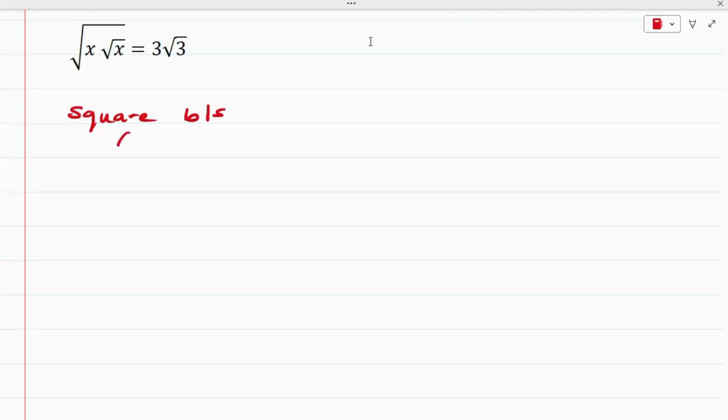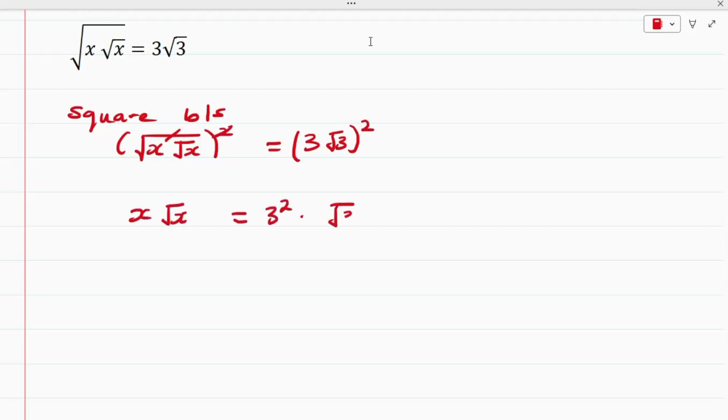So squaring both sides, we have the root of x all into the root of x, all squared, is equal to 3 the root of 3, all squared. So this is going to cancel out this, and we have x the square root of x is equal to 3 squared multiplied by the root of 3 all squared. So this is going to give us x the square root of x is equal to 3 squared is 9, multiply this, cancel out this, we have this to be 3. So from here we have that x into the square root of x is equal to 9 multiplied by 3 is 27.